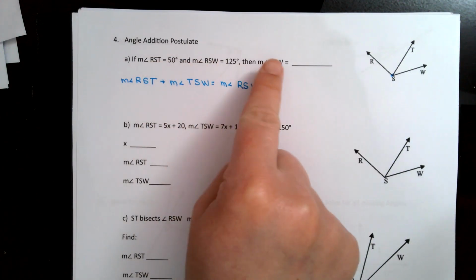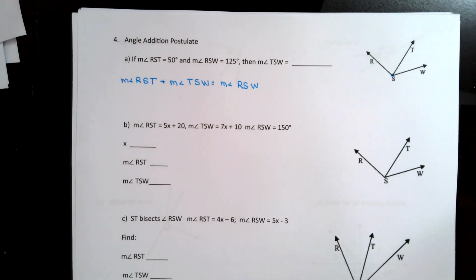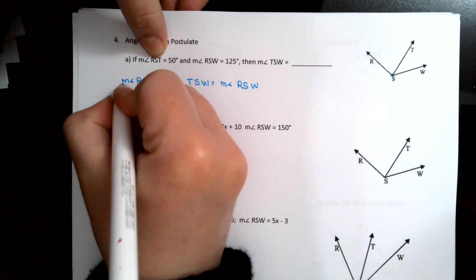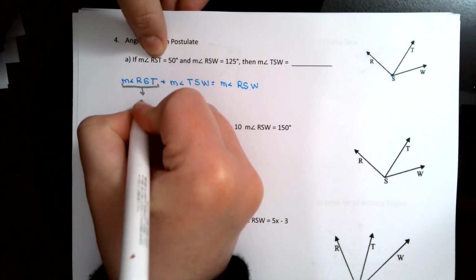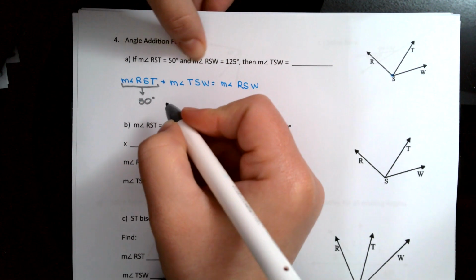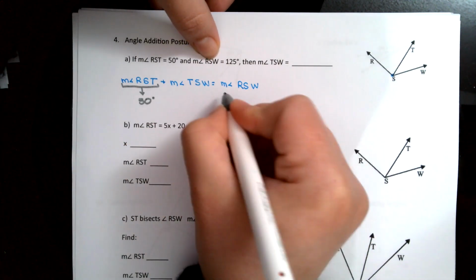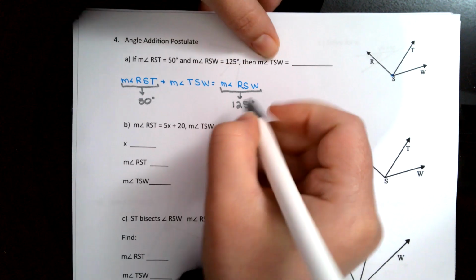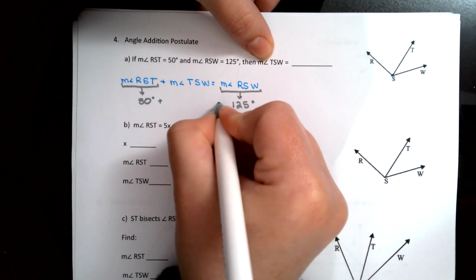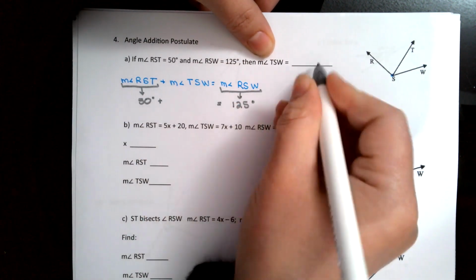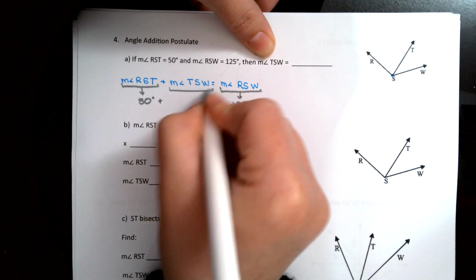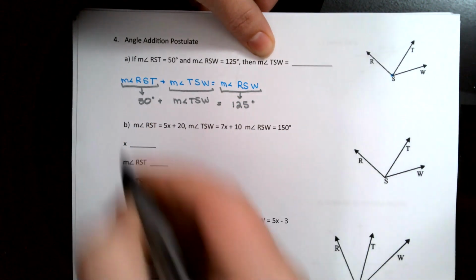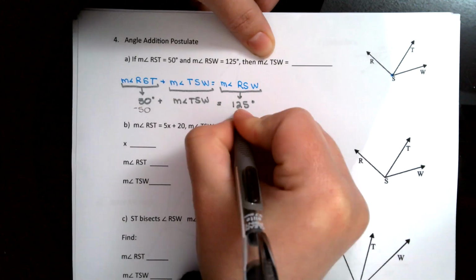Then you can look into the English and what it's actually telling you to do your plugins. So if the measurement of RST is equal to 50 degrees, and the measurement of RSW is 125 degrees, then the measurement of angle TSW is blank. So this is going to be our unknown, the measurement of angle TSW. And to find that, we're just going to be subtracting 50.